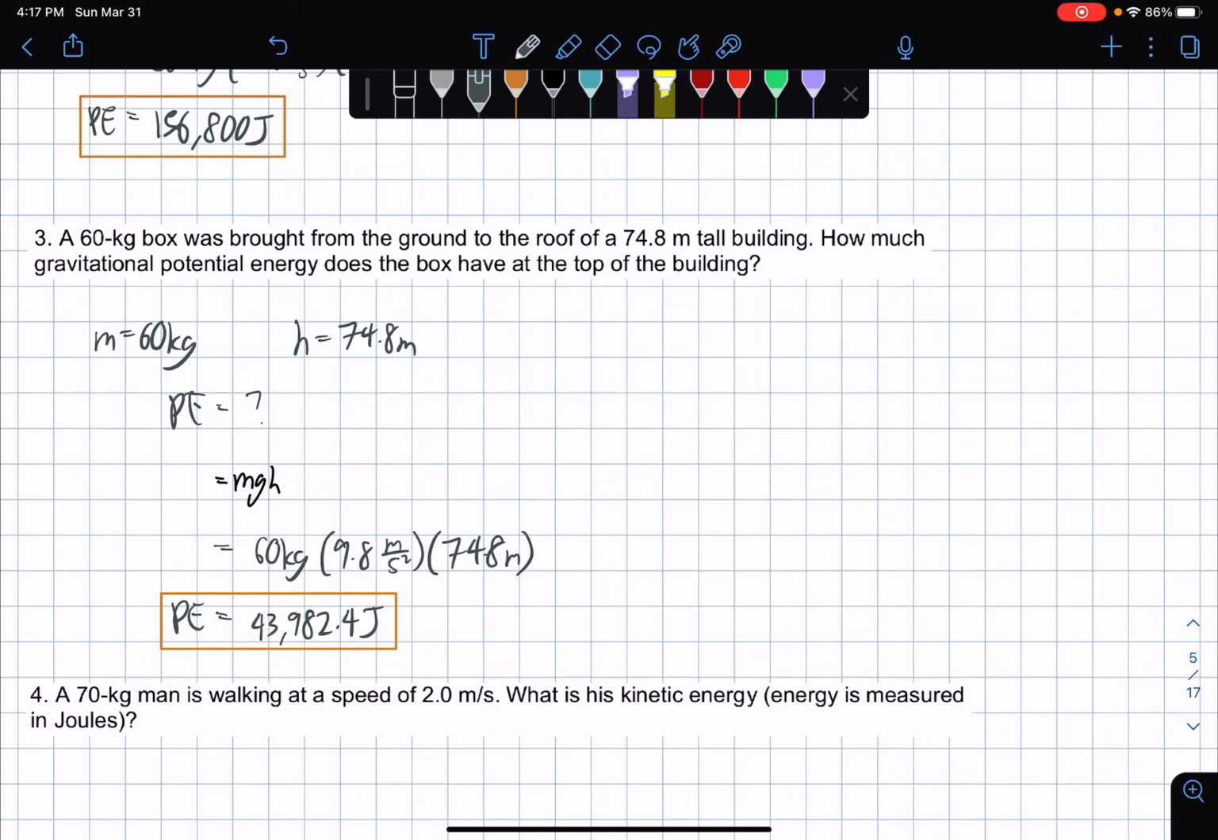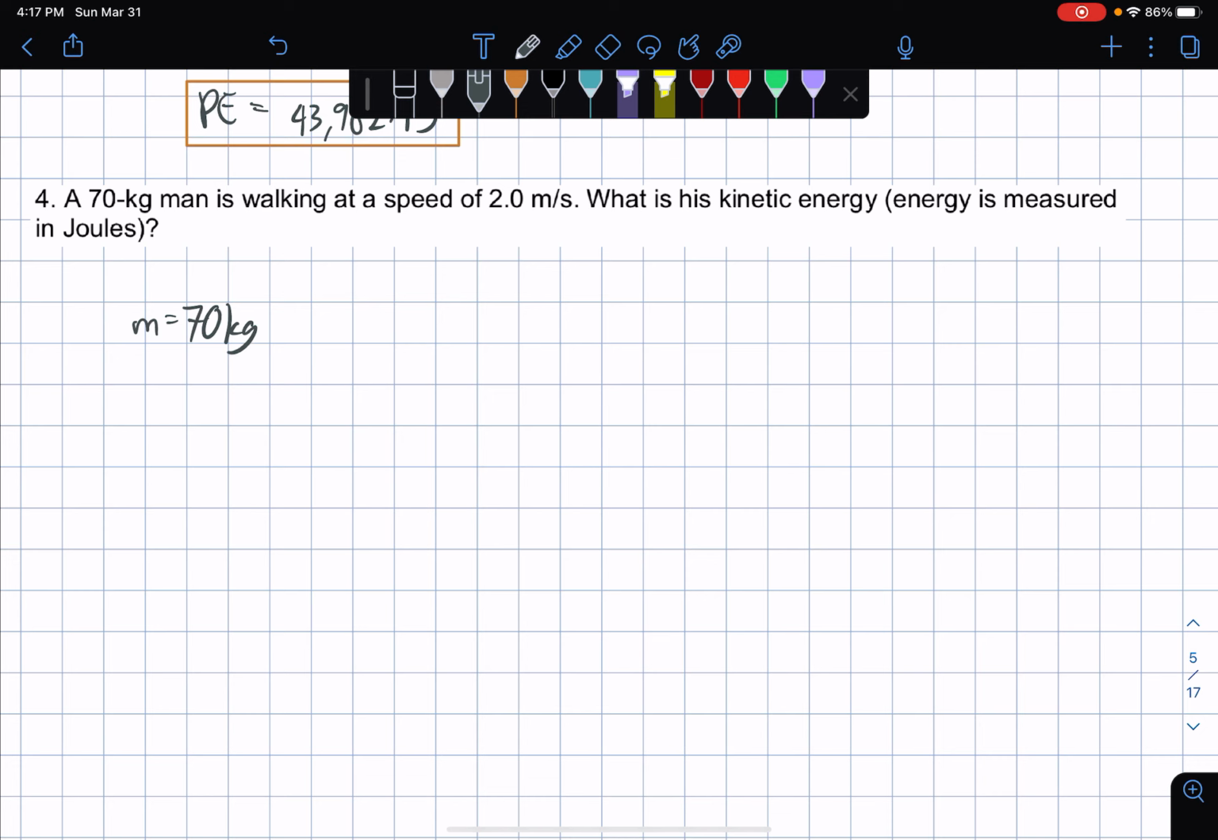Okay, number 7. Mass is equal to 70 kilograms. The velocity is 2 meters per second. Speed or velocity, I remember my teacher saying that they're different in certain ways. I'm just not sure specifically what those ways are, but right now I don't think it really matters. You can just use the symbol V for the corresponding value that's being represented. So what is his kinetic energy?